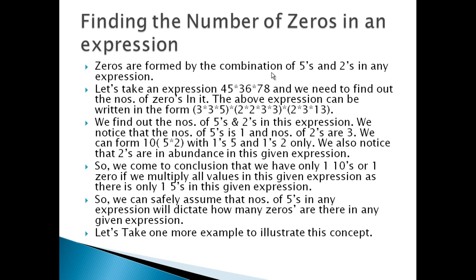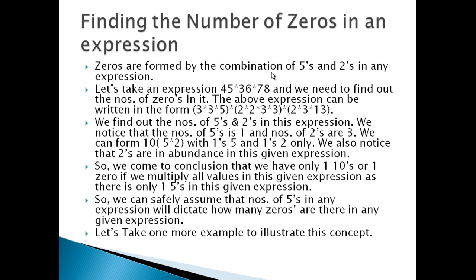You find out the number of 5s in it. 10 has got 1 five, and then the number of 2s is 3. There are 2 2s in 4 and 1 2 in 10, right? So you find out the lesser of these two, that is 5s and 2s. There is only 1 five, and there are 3 2s. So you take the lesser of these two quantities, so 1 five and 1 two, and you get 10. So you say that it has got only 1 zero in it, right?